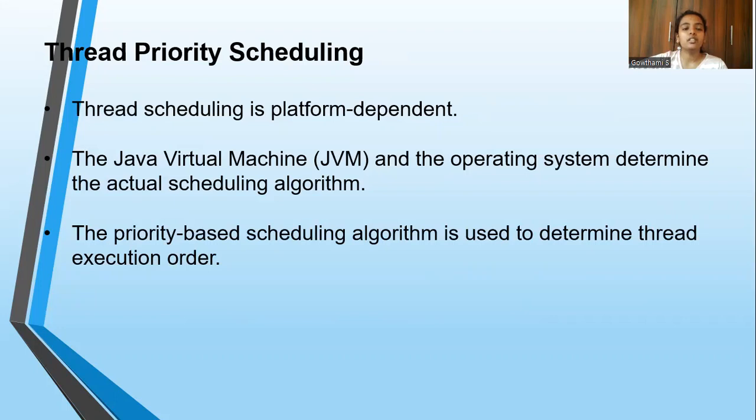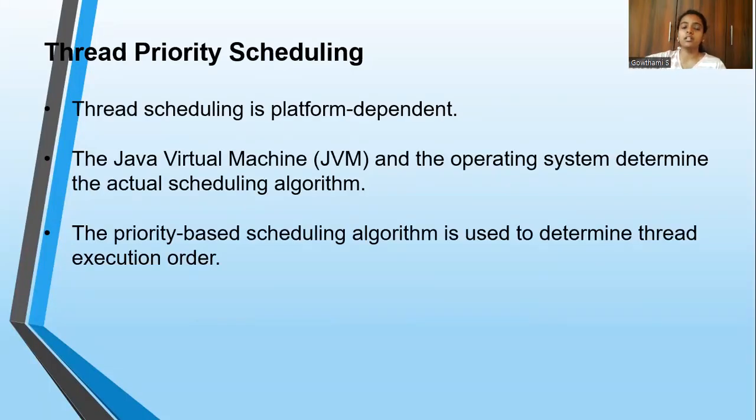Thread priority scheduling. Thread scheduling is platform dependent. The Java Virtual Machine (JVM) and the operating system determine the actual scheduling algorithm. The priority-based scheduling algorithm is used to determine the thread execution order. So that was about thread priority scheduling.